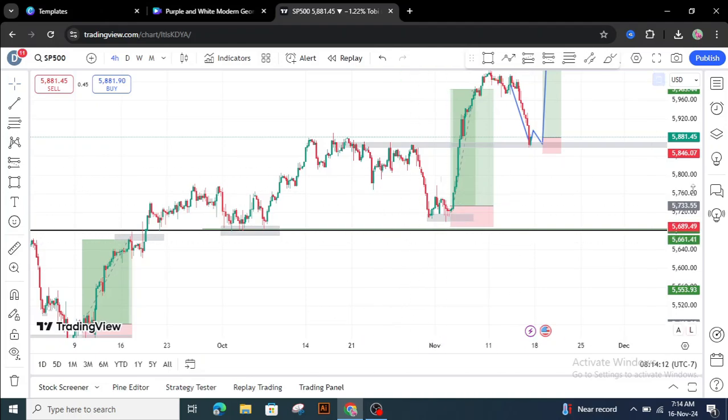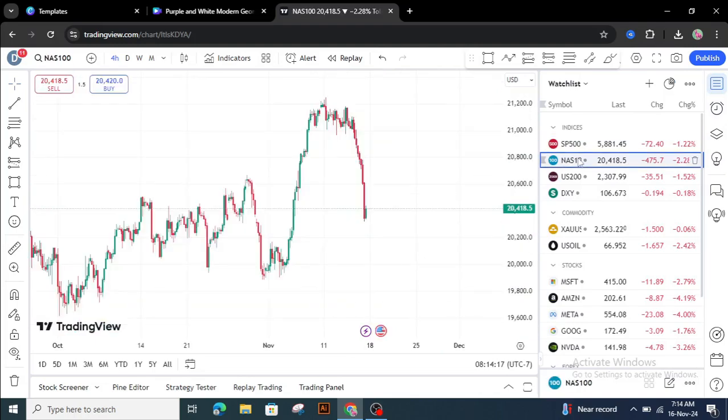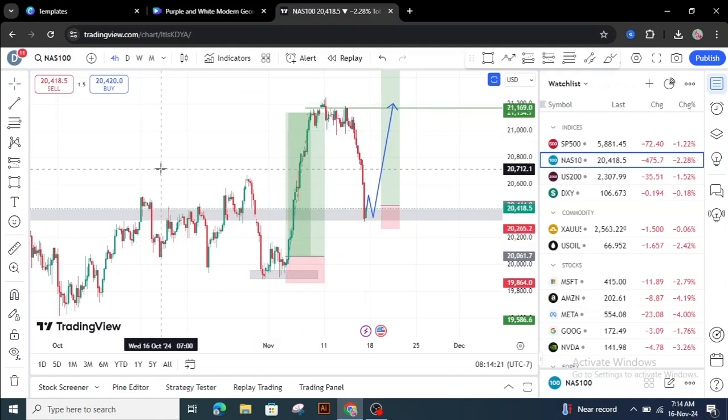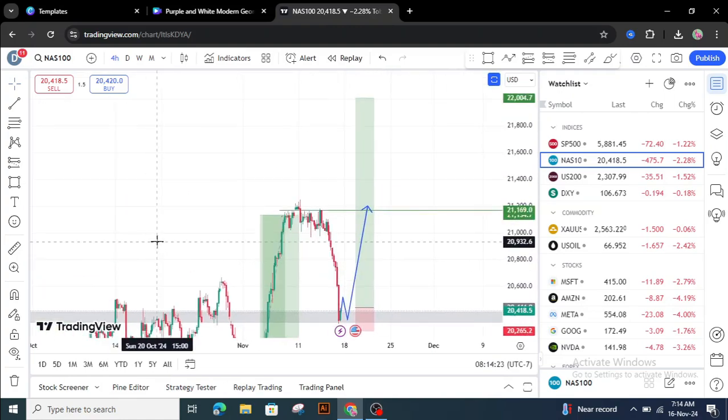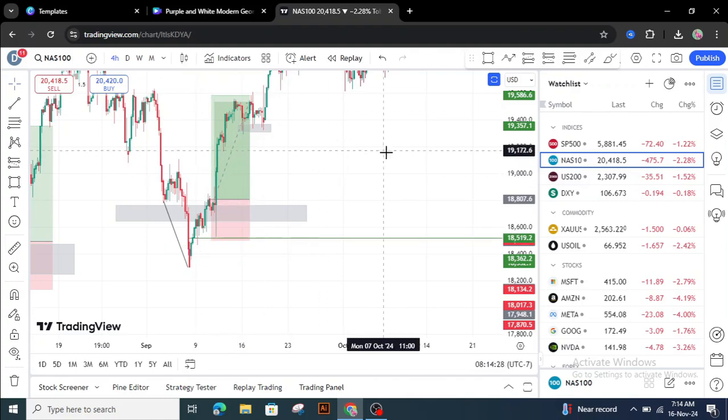Okay, what you are seeing here is happening in Nasdaq. If you check my Nasdaq trades, you will see me. You can see this is my Nasdaq, and you can see the beautiful trade I caught during that US election. If you look at the past too, I have taken so many beautiful trades like that.